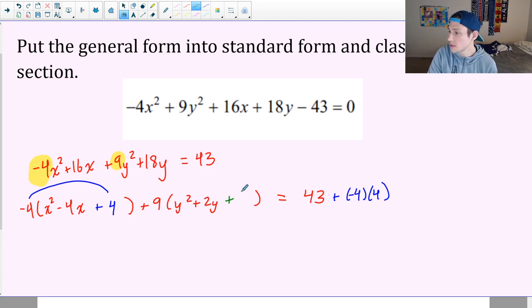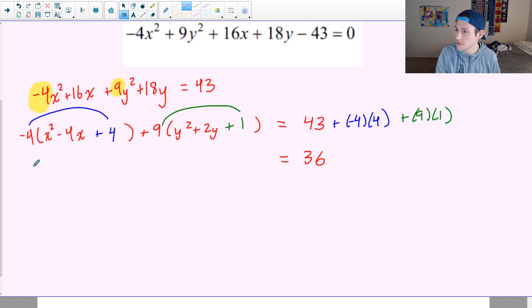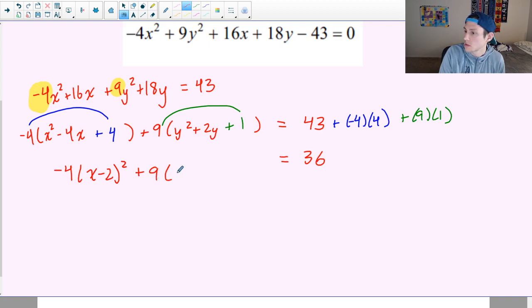2 over 2 is 1. 1 squared is 1, so plus 1. So we're multiplying 9 times 1 on the right side. So on the right, what do we got? 43 plus negative 16, so minus 16, plus 9. 36. And then on the left, so negative 4, this would turn into x minus 2 squared plus 9, y plus 1 squared.